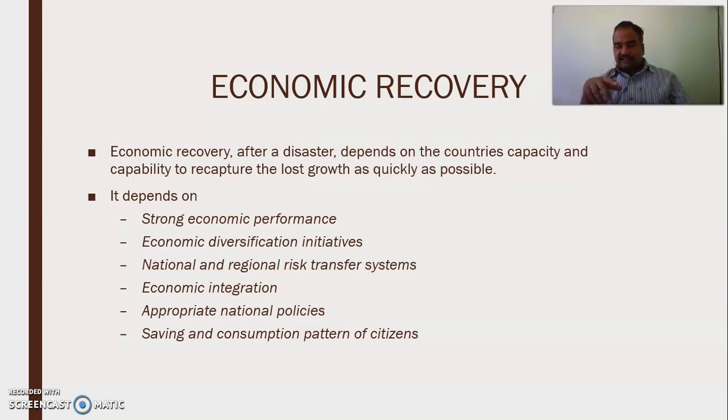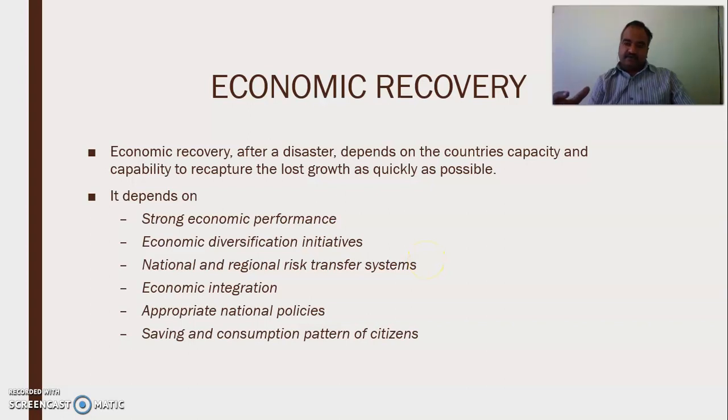But in a country like ours, where we concentrate mostly on savings, policies and acquiring assets, even with a 6-week lockdown, most people are getting sufficient food because we are spending the savings we have built so far. So the saving and consumption pattern of citizens also helps in the economic recovery of a nation. All these are factors that affect the economic recovery of a nation.